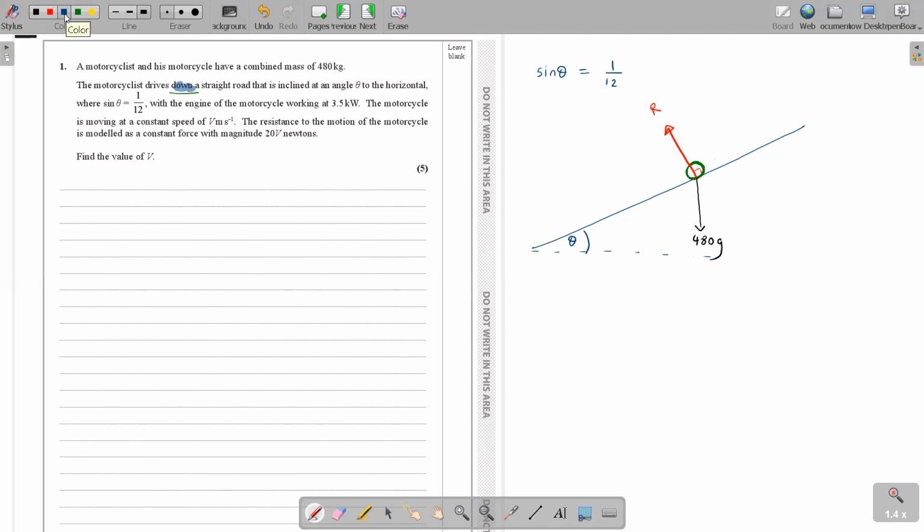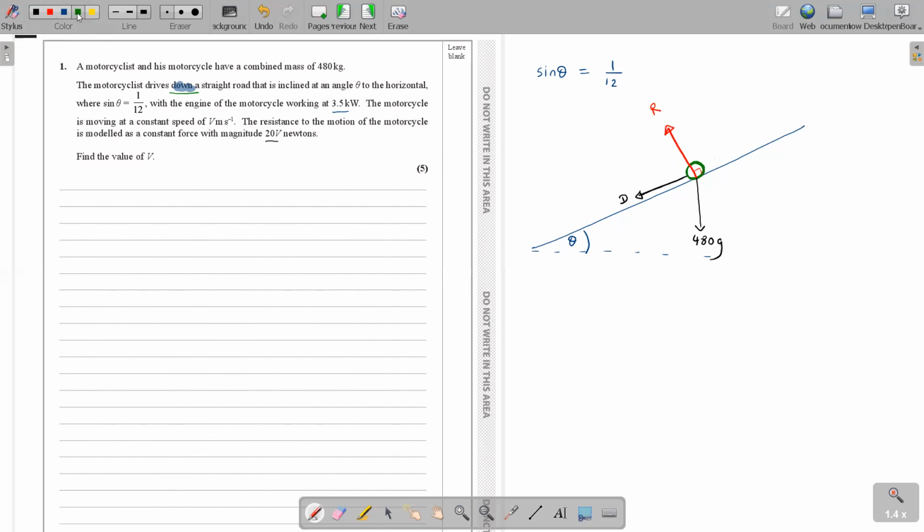Before that, I'll mark the driving force. They say the motorcycle is working at 3.5 kilowatts. This is the power. When you deal with power, you have the driving force of the motorcycle, which is pulling this down. So we'll mark that. You have the driving force here, and also they say there's a resistance. The resistance to the motion of the motorcycle is modeled as a constant force with magnitude 20 v. So the resistance is obviously the other way.